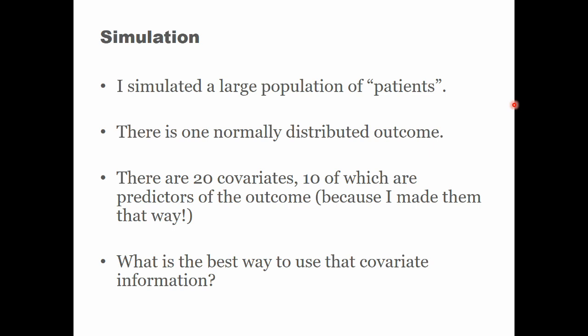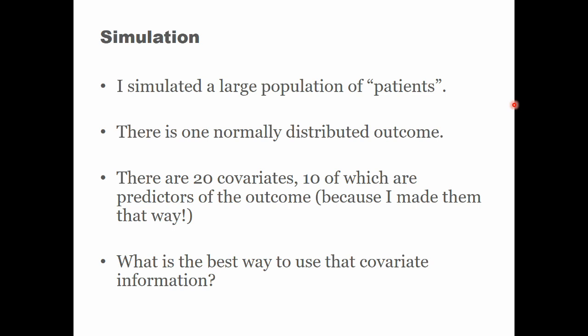In simulations, now that we have fast computers on our wrists and everything else, we can simulate a very large population of patients, of values. In this instance, we've done that, and we've got one normally distributed outcome. This is the thing that we imagine we would see at the end of the trial. It can't be measured today, it can't be measured at baseline. It represents the future, something we can't observe.